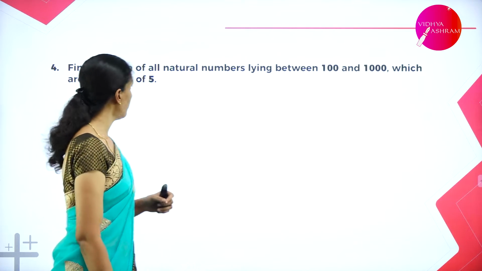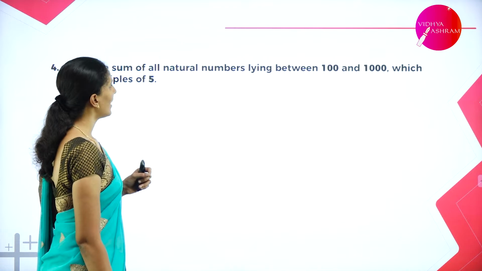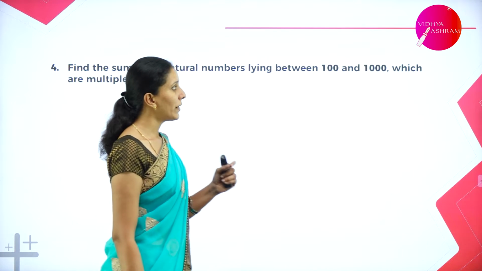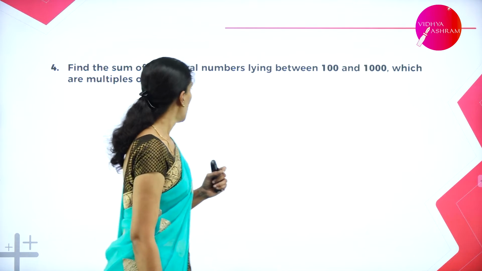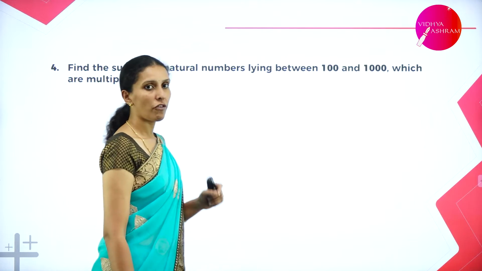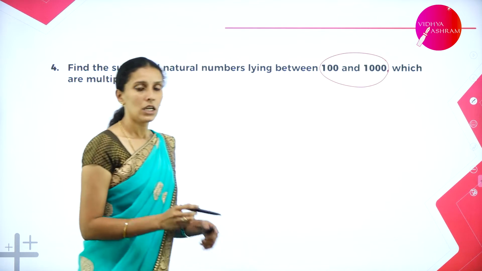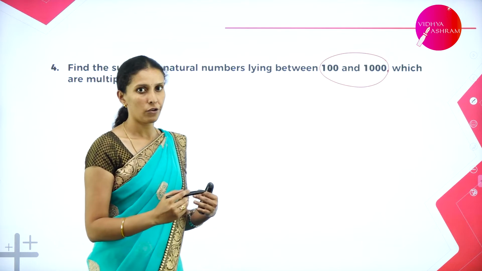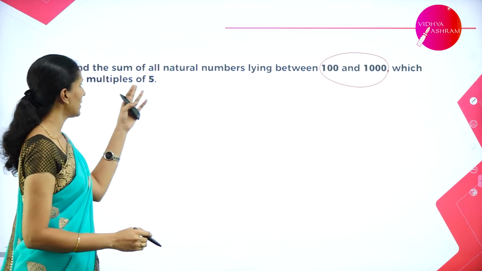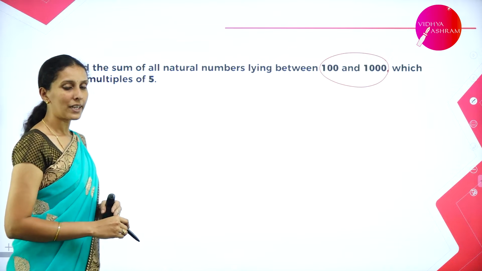Next question: find the sum of all natural numbers lying between 100 and 1000 which are multiples of 5. Between 100 and 1000 means after 100 and before 1000, we are supposed to find the sequence of multiples of 5.